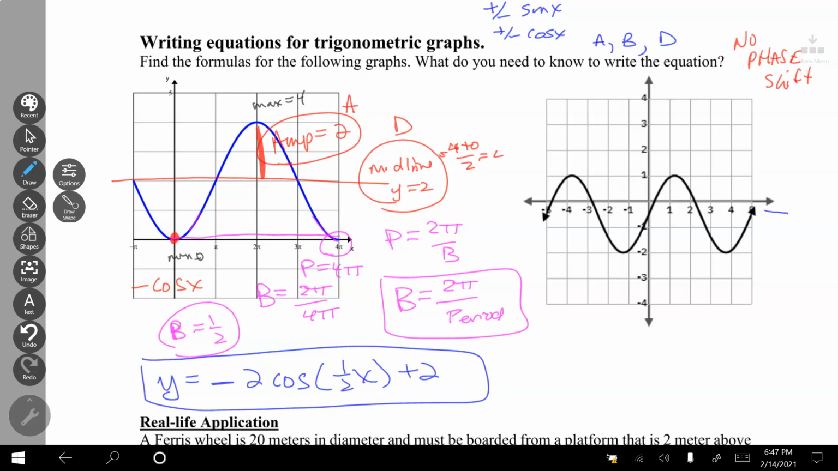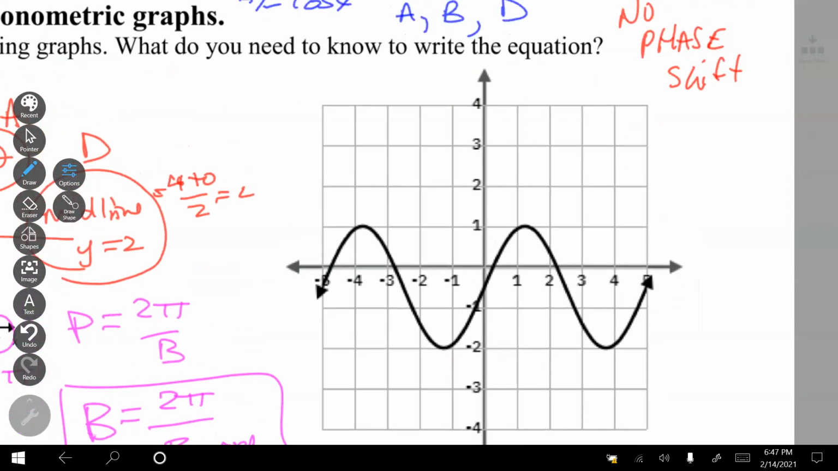I'm going to do the same thing over here. I'm going to notice that my max is equal to 1, my min is equal to negative 2, and my midline, so 1 minus 2 over 2 is negative 1 over 2, so my midline is y equals negative 0.5. That's my d value.